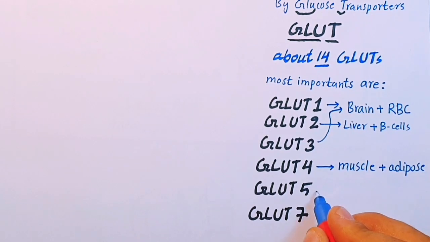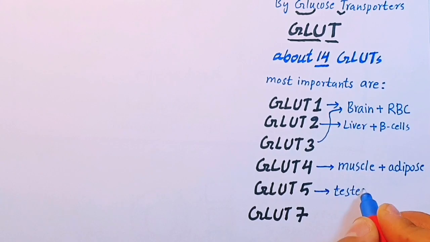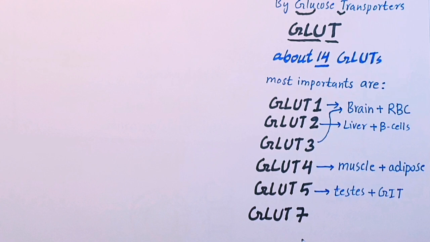The other one is GLUT5. It's present mainly in the testes and the GIT, and it's mainly a fructose transporter. GLUT7 is present in the endoplasmic reticulum. It has a role in gluconeogenesis.